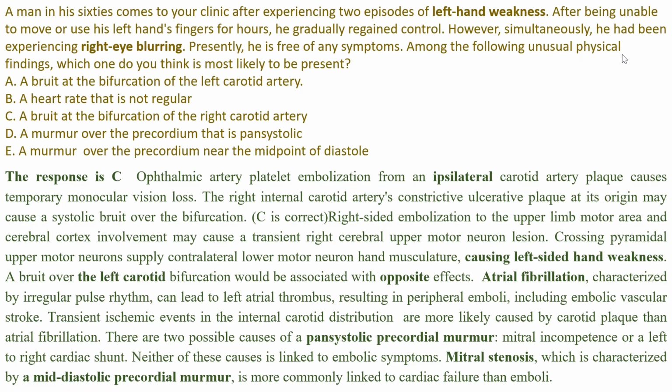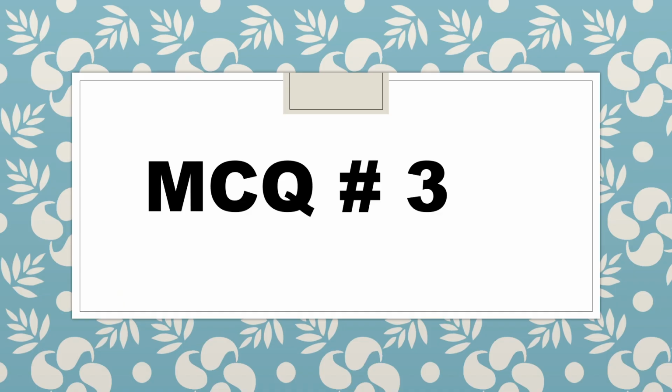There are two possible causes of a pansystolic precordial murmur: mitral incompetence or a left-to-right cardiac shunt. Neither of these causes is linked to embolic symptoms. Mitral stenosis, which is characterized by a mid-diastolic precordial murmur, is more commonly linked to cardiac failure than emboli.